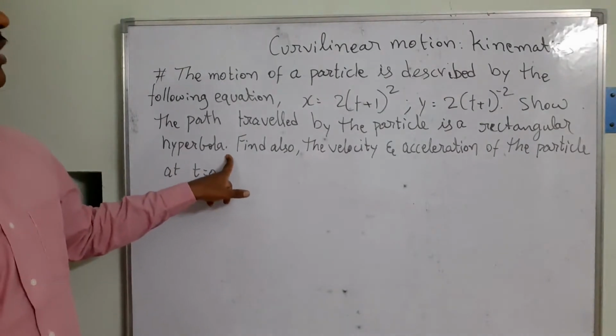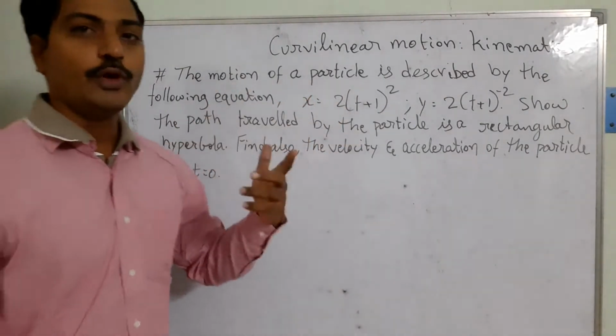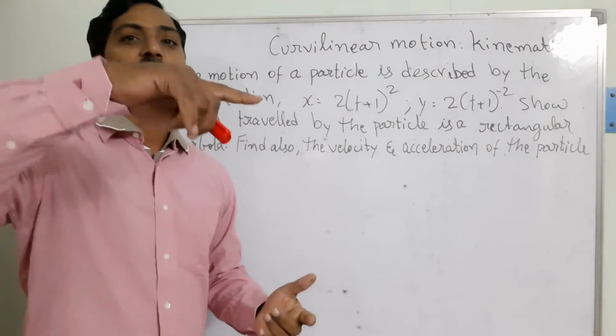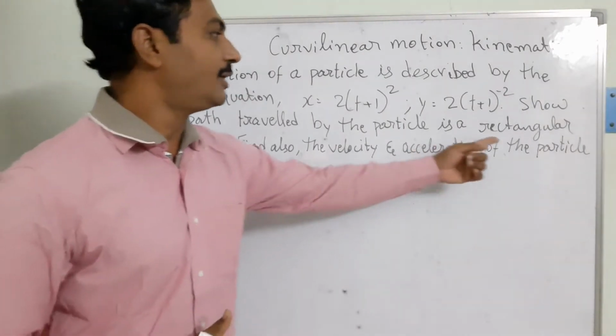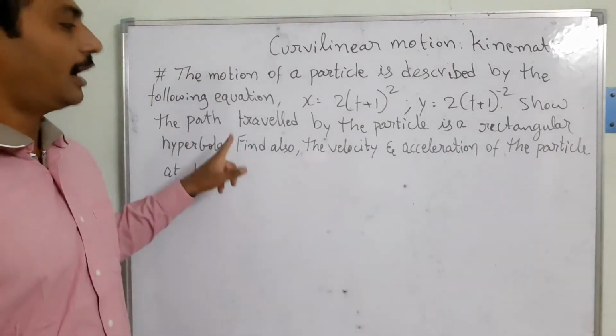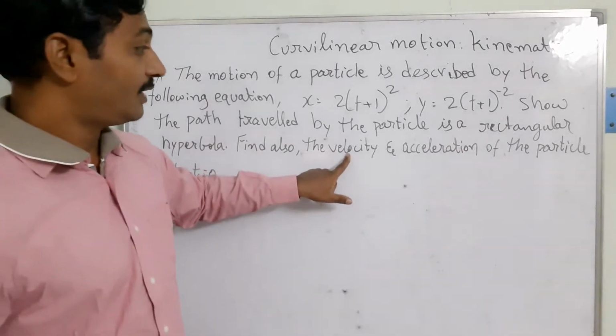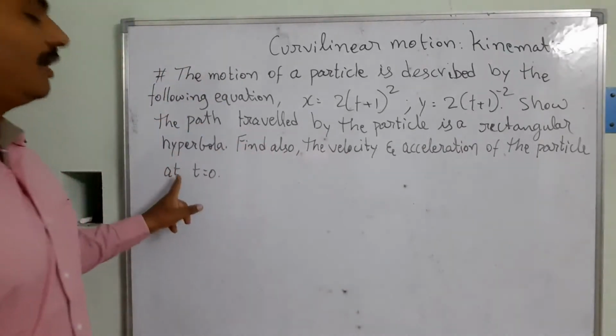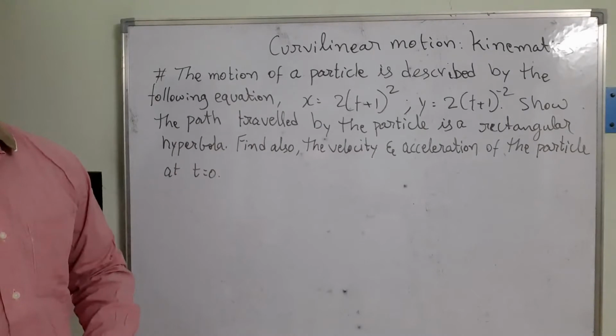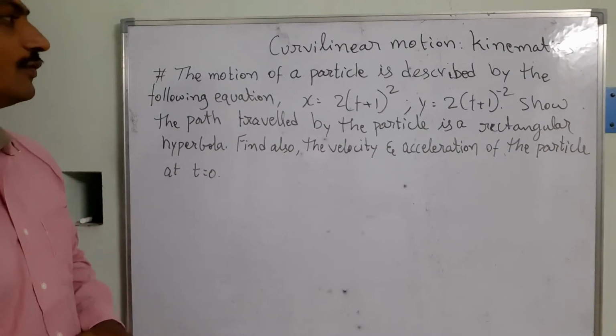So while we are doing this one, we need to prove it. That is going to be the path, the curved path what we are saying, that's going to be a rectangular hyperbola. And also we need to find the velocity and acceleration of the particle at t equal to 0. So then how are we going to solve this part?